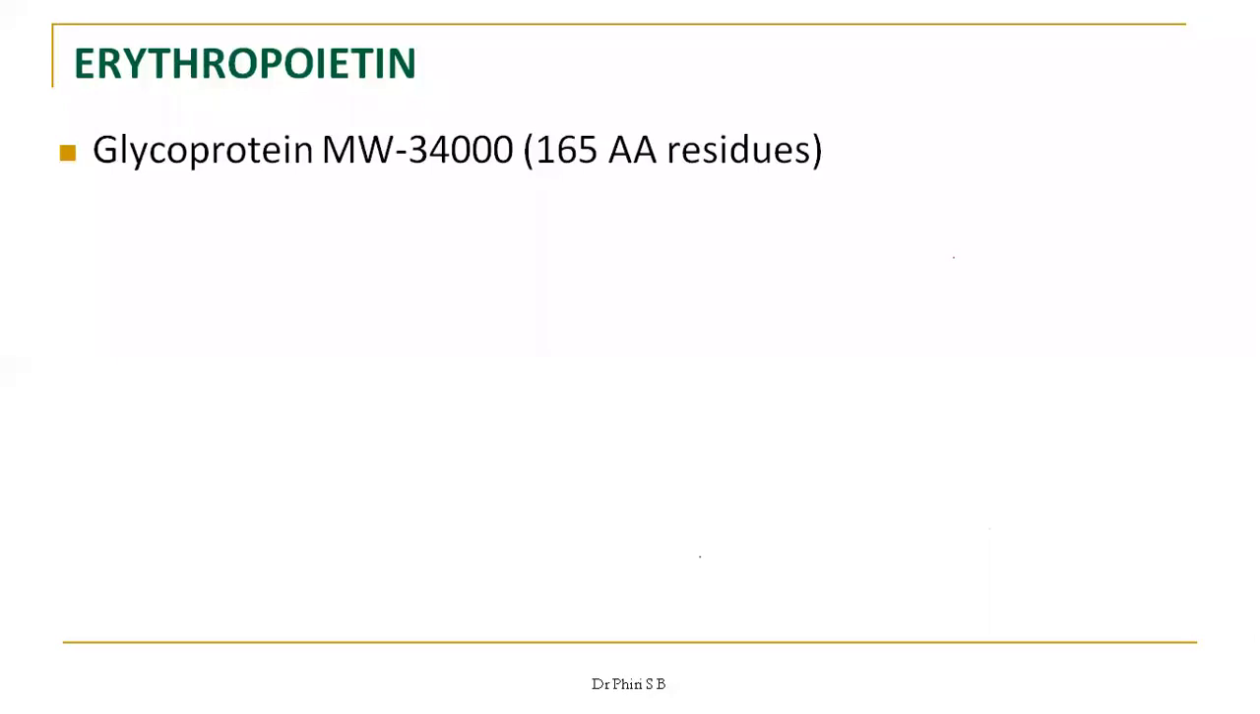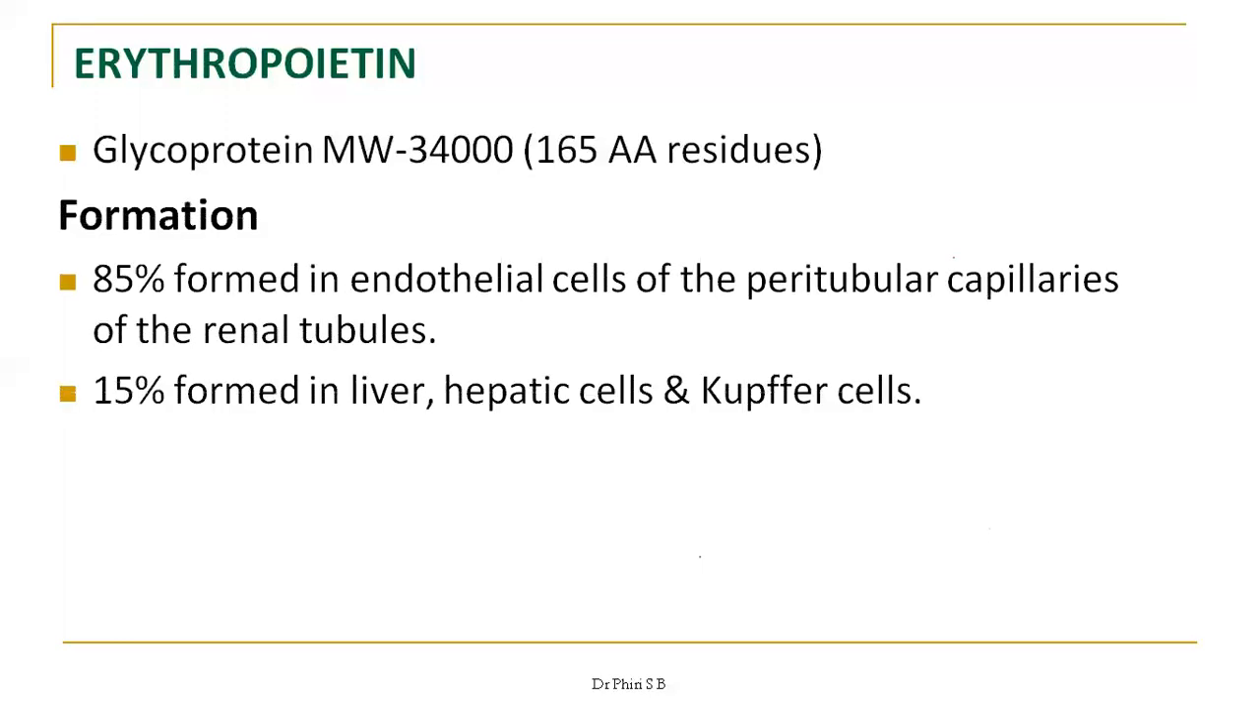Remember, a glycoprotein is a combination of a carbohydrate and a protein. So this erythropoietin is a combination of a carbohydrate and a protein in a structure. You find that this erythropoietin is able to go and bind to erythropoietin receptors that are found on different cells at different stages of erythropoiesis.